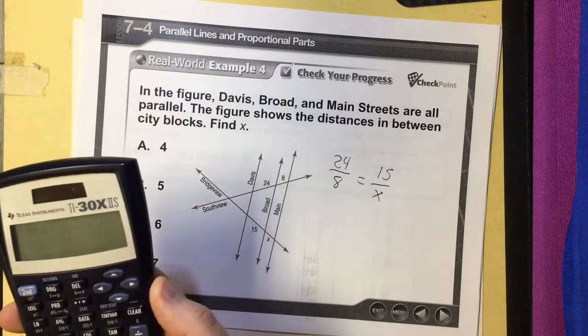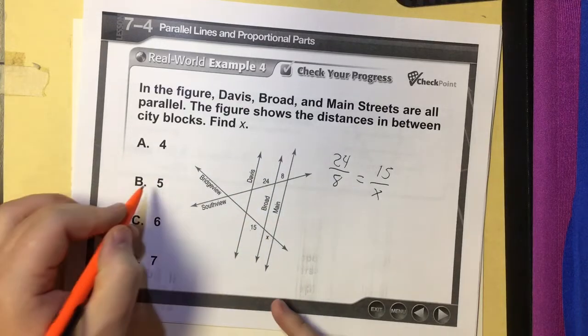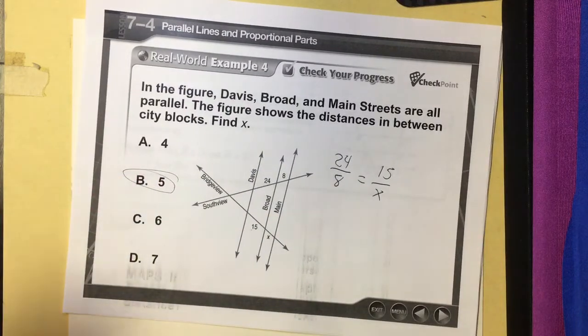We have to divide that by 24. Misspoke for a second. That gives us 5. So our answer is 5.